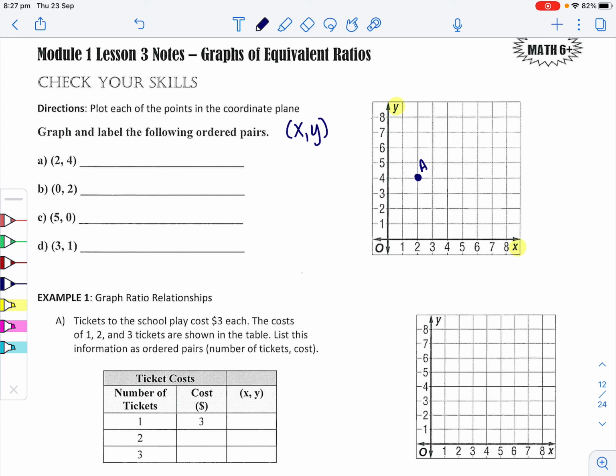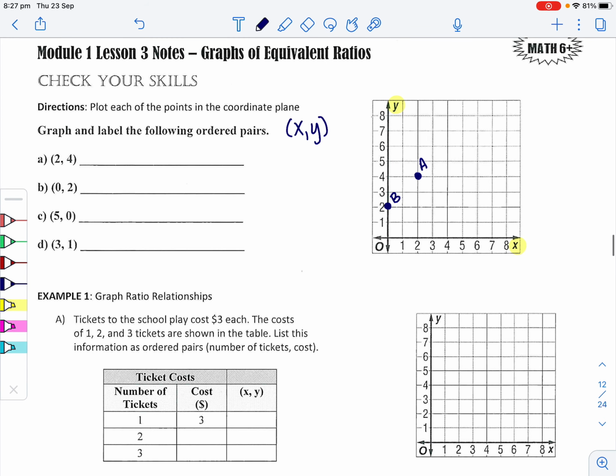0, 2 means stay at 0, so don't go left or right, and then go straight up to 2. So that's B. 5, 0 means X coordinate first, so 1, 2, 3, 4, 5, and then stay at 0. And then 3, 1 means go to the right 3, 1, 2, 3, and up 1. That's going to be point D.